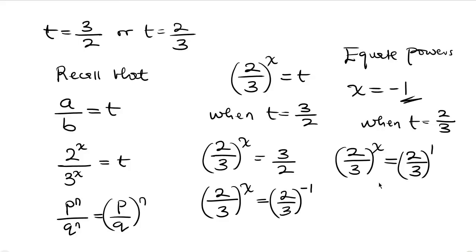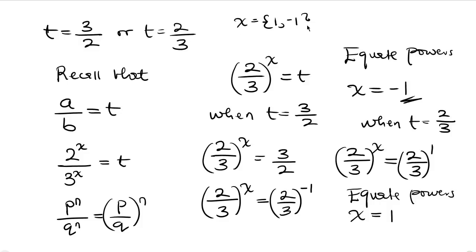Now, since the bases are the same, we equate powers. So equate powers. The power on the left is x, equal to the power on the right, which is 1. So the values of x are 1 and -1. And there you have it.